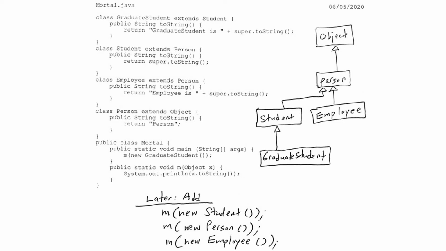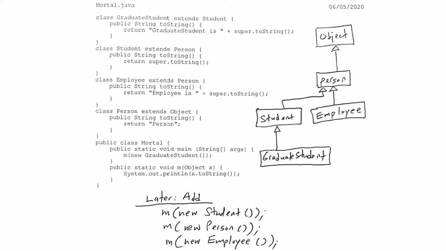The name of the file is mortal.java. We have one class, public class mortal, at the bottom of the page. As you can see, this is an inheritance problem as well, an inheritance representation of the objects. We can see the mother of all objects would be the class named object, and there is a class person that inherits from object. There are two more classes, student and employee, that inherit from person, and finally there is one class named graduate student that inherits from student.